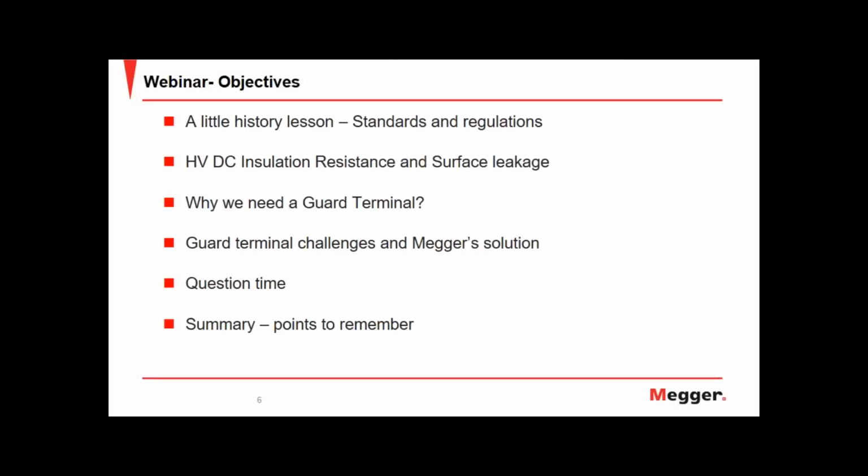Okay, the objectives today: we're going to have a very quick history lesson. I'm not going to bore you too much. Then we're going to talk about HVDC insulation resistance testing and surface leakage. We're going to talk about why we need a guard terminal, how we overcome surface leakage and the advantage of using a guard terminal. We're going to talk about the challenges and the constraints when designing a guard terminal, and take a look at Mega's high performance guard terminal and why it's so special. Then we're going to have a question session, and at the end I'm just going to leave you a few pointers, the points to remember, to take away with you.